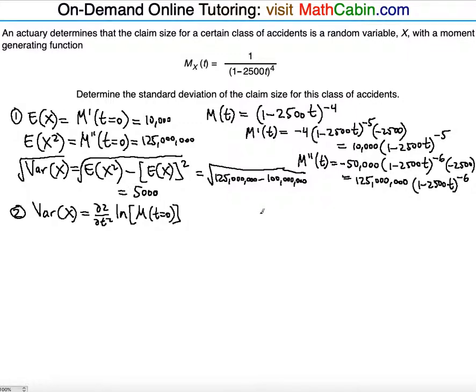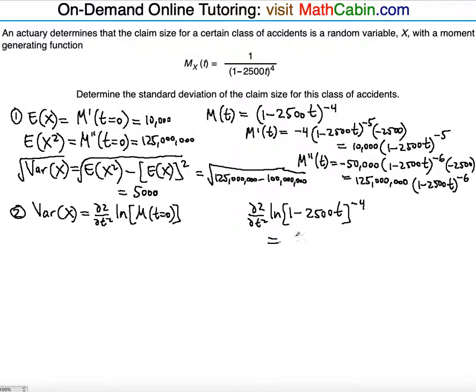So what is going to be the second derivative of the ln of the moment generating function? We have the ln of (1 minus 2500t) to the negative 4. So how do we find the second derivative? First, we have to find the first derivative, right?